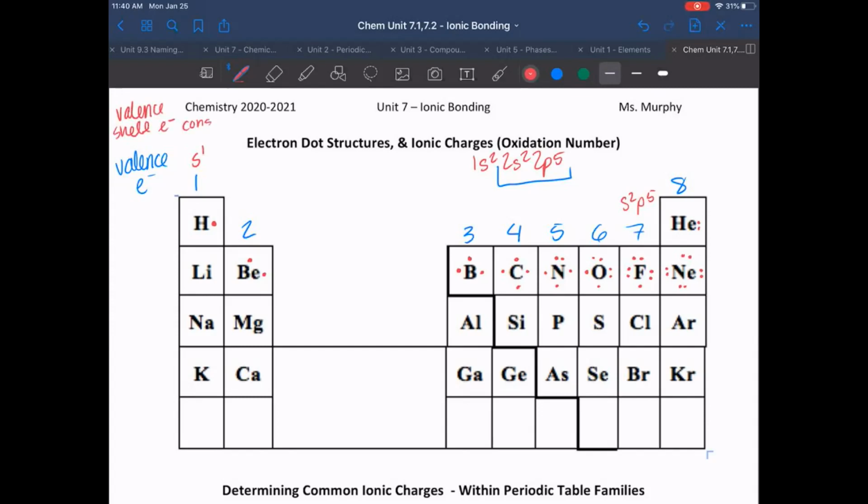Because I'm talking about generic for the whole entire column. It would be for just fluorine, but chlorine is 3s2, 3p5. Bromine is 4s2, 4p5. So I'm just leaving it generic right now.